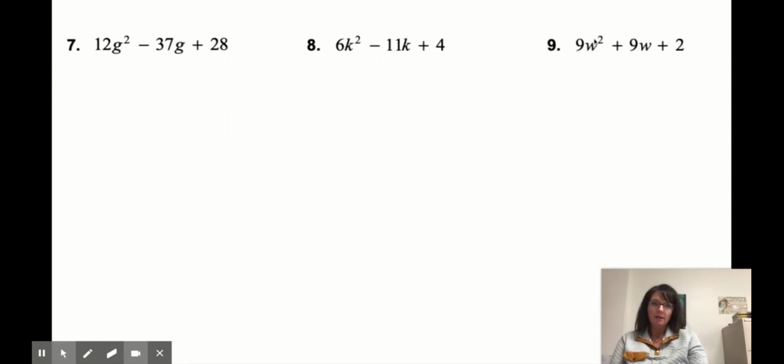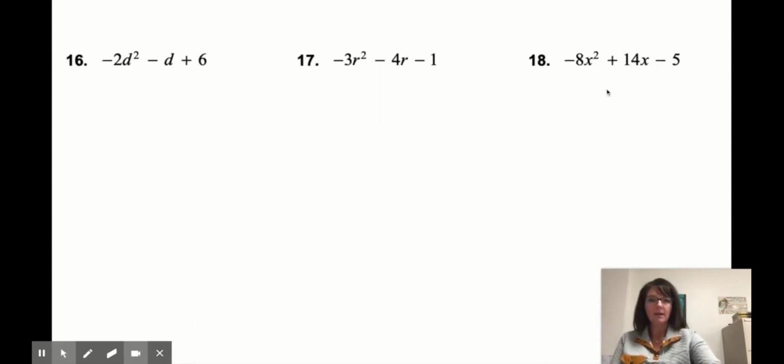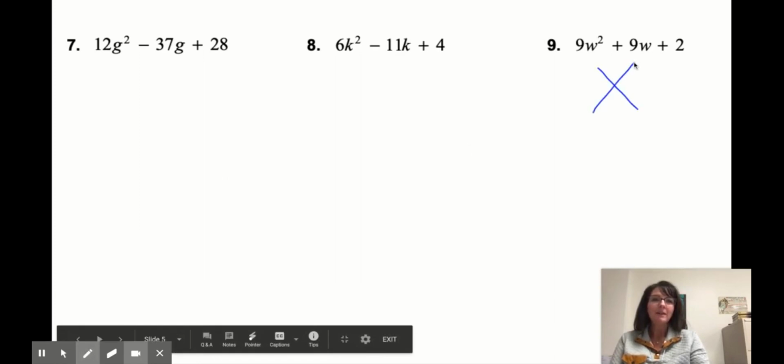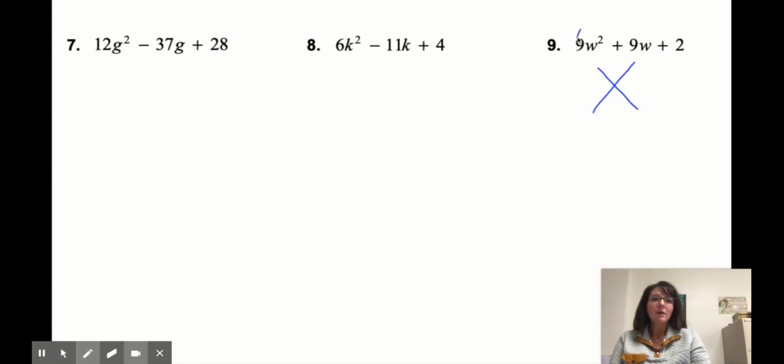For the rainbow method, we have to figure this out because we don't have a leading coefficient of 1. In our little diamond pattern, if we draw a rainbow right here and multiply these outer terms together, so 9 times 2 is 18.